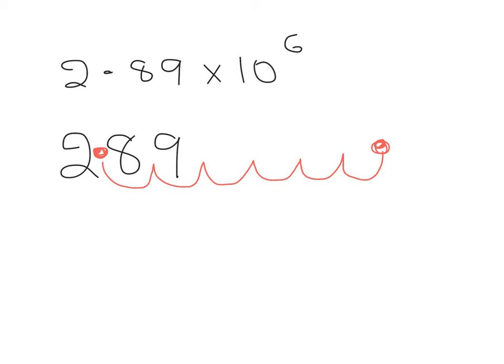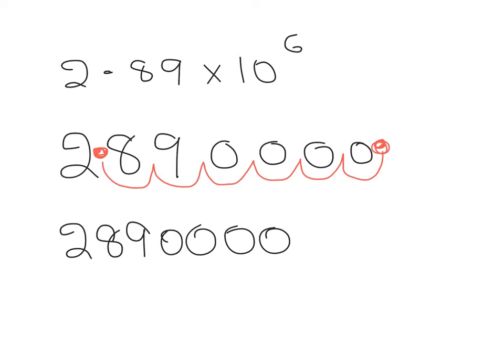So wherever we've got a space here, we're going to put zeros in instead. So wherever you had one of these and you had nothing, we need to put the zeros in. So back into normal form is 2890000. 4 zeros at the end there.